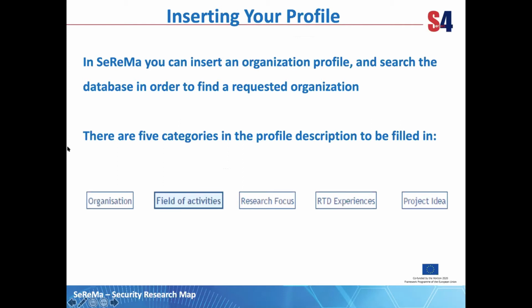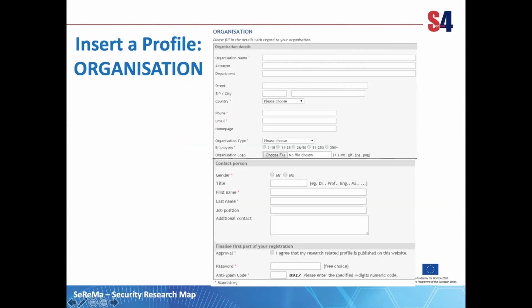To create a profile, you'll have to fill in 5 different categories for your profile description. The first category is about the organization, the name of the organization, where it's from, how many employees it has, and who the contact person is chosen for the organization for these specific security-related topics.